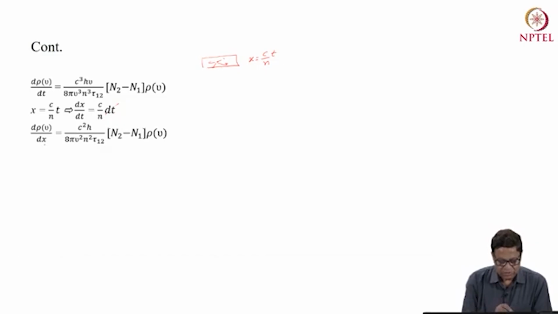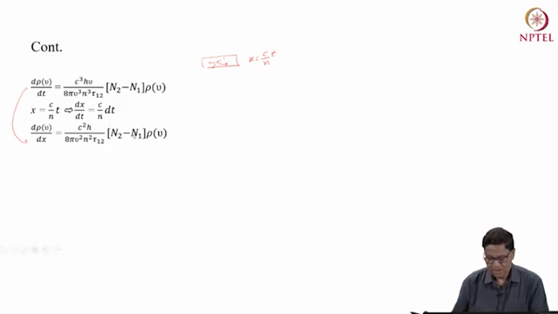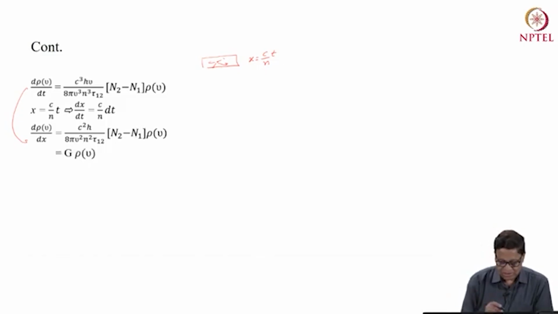And so you can write this equation as d rho nu by dx equal to c square h over 8 pi nu square n square tau 12, times N2 minus N1, times the flux density. So this whole thing can be written as, say, G, which is called the gain.